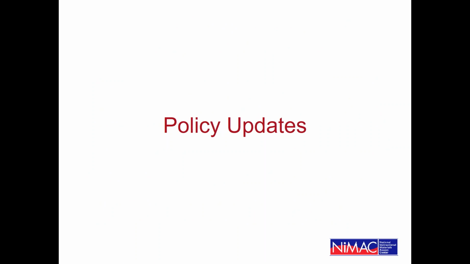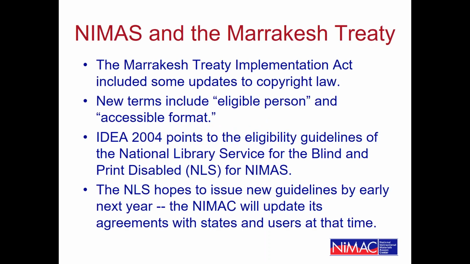So the next thing I want to talk about are just a couple of policy updates that may be of interest to you. The first one has to do with the Marrakesh Treaty. This is probably something that's been on most folks' radar for the last few years. It was really pretty exciting, a pretty big deal in terms of serving folks with disabilities. If you are not real familiar with Marrakesh, basically it's an international treaty that makes it easier for countries to share accessible formats, including Braille and other formats, across borders. That was kind of the goal of it.